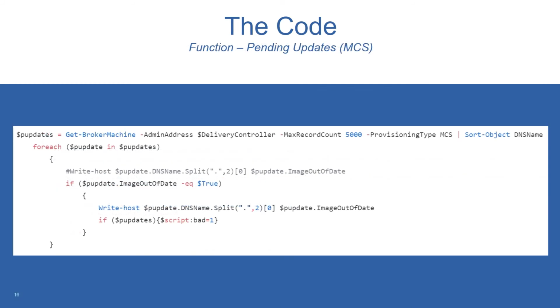Here's the pending updates script. This is for Machine Creation Services. This will list any of your VDAs that have the image out of date set to true. So in Studio, when you have that column that says pending update, if that says true there, then it's going to list those and let you know.